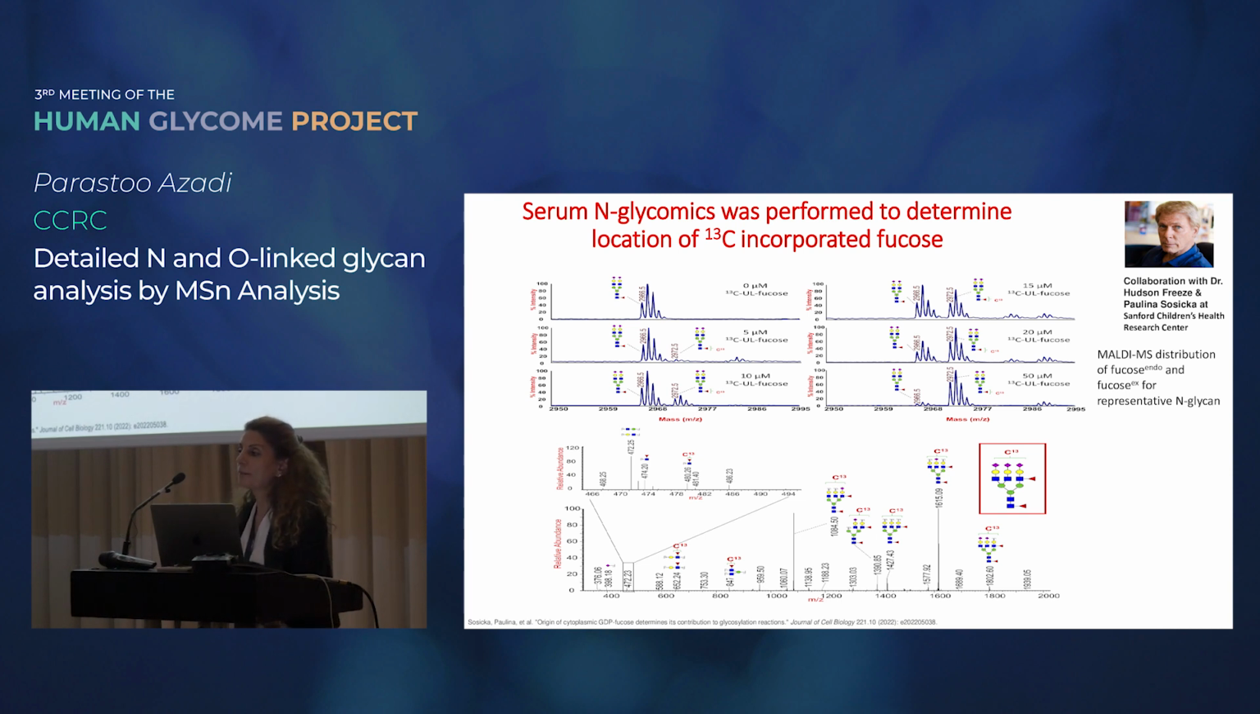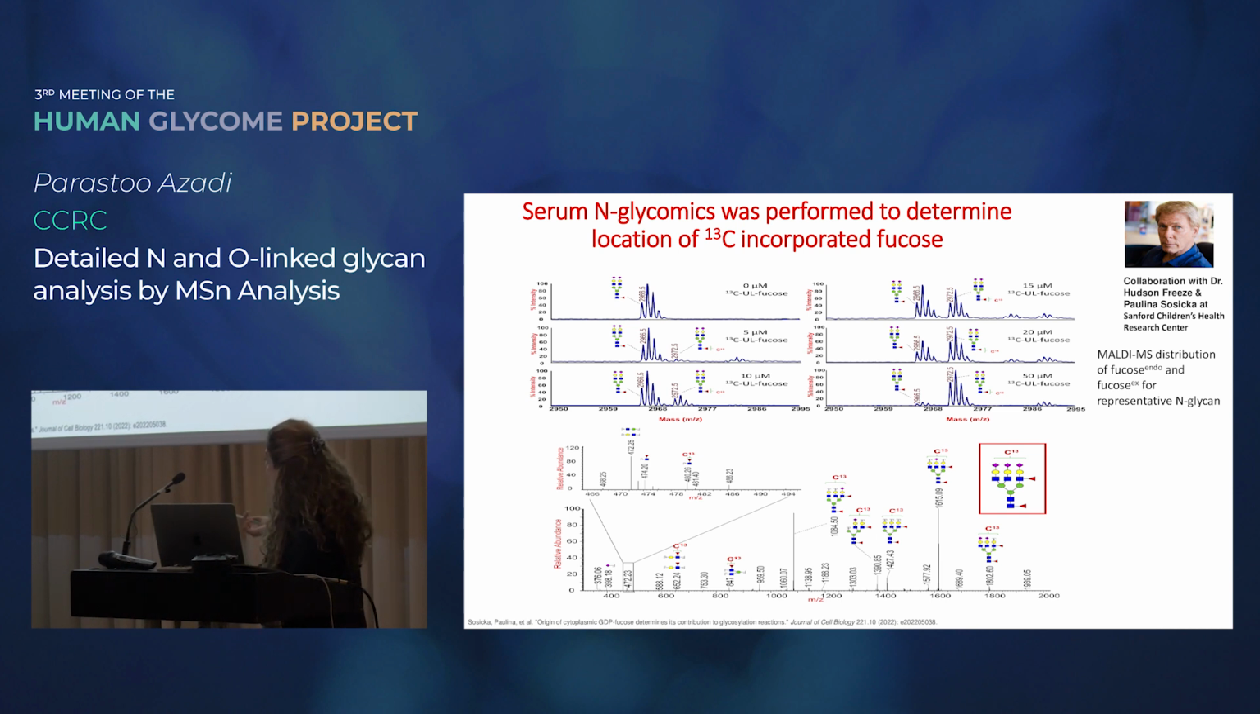The other experiment that was done was looking at the original GDP fucose. How is that produced, and what is the amount of that in the cells? Correlating the amount of that with the amount of N-linked glycans that are present, they were able to deduce what is the ratio of the fucose from exogenous fucose versus what is coming from endogenous fucose.